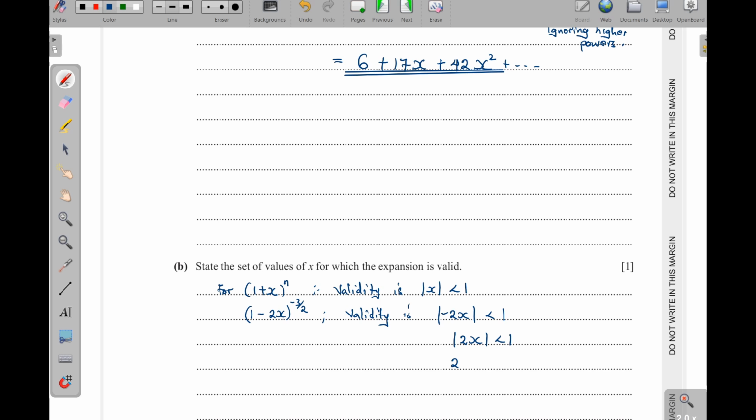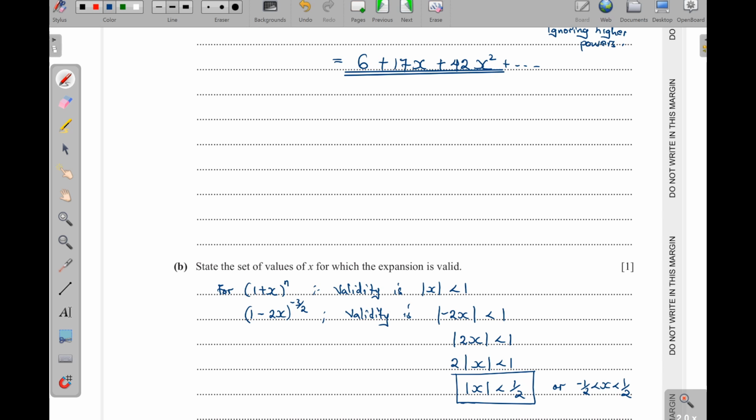And then this 2 will come out. The constant always comes out. And then we have this. That means we can divide all through by 2. So we have modulus of x is less than a half. So that is the validity. Or we can say negative a half less than x less than a half.